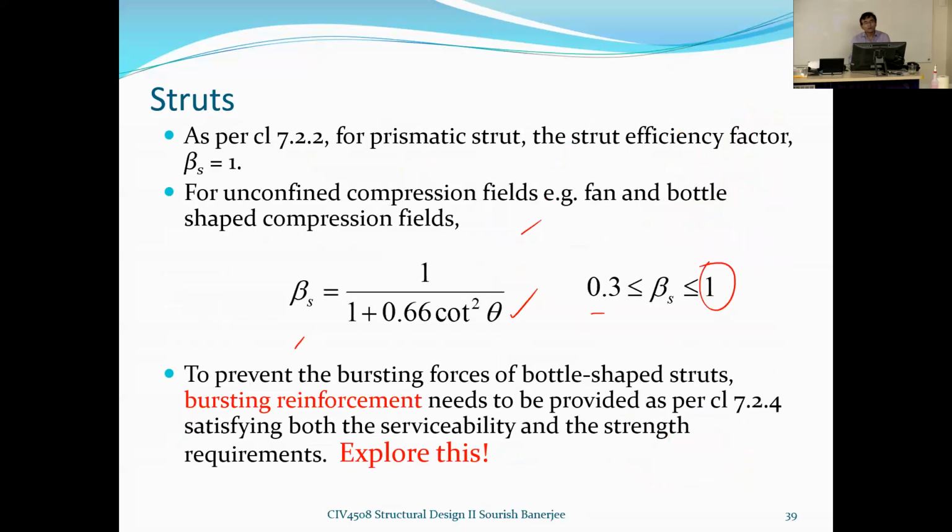So what we have understood is, yes, an unconfined compressive field is a problem. And if that happens, then we can deal with that just by using this strut efficiency factor.